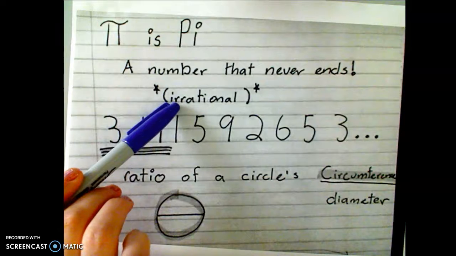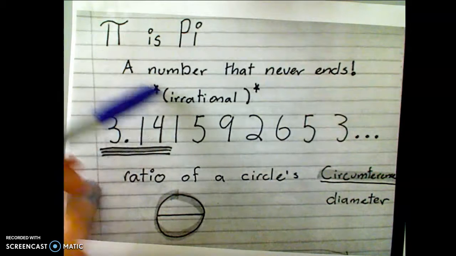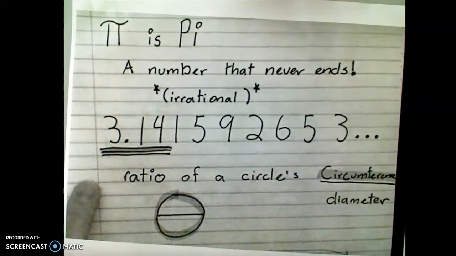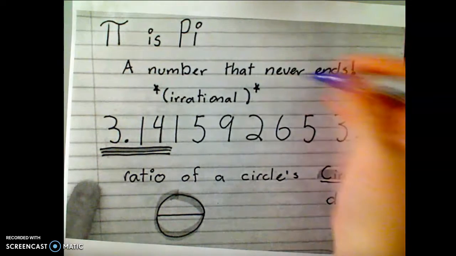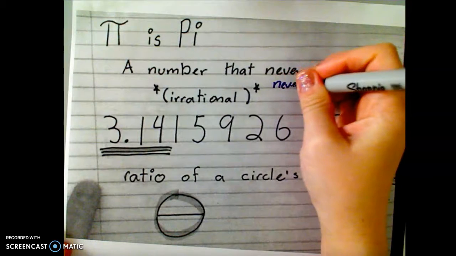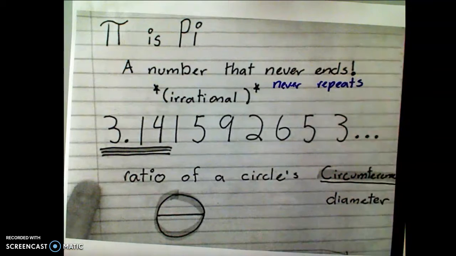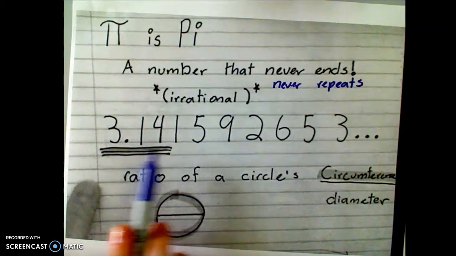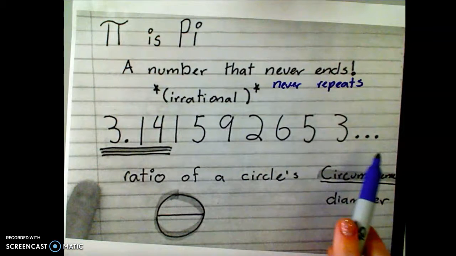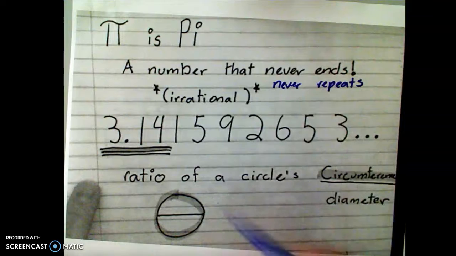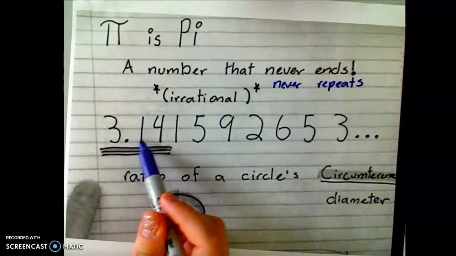Pi is an irrational number, meaning that the decimal goes on, it never ends, and it never repeats. Let's put that in there. It never repeats. So, if I were to take pi, which is this number right here, it goes on forever. That's what those three dots mean. Typically, we like to round it to 3.14.